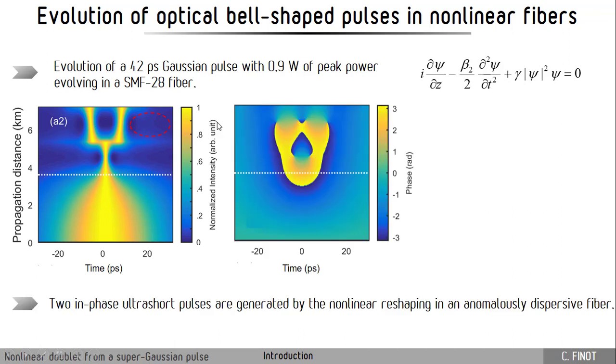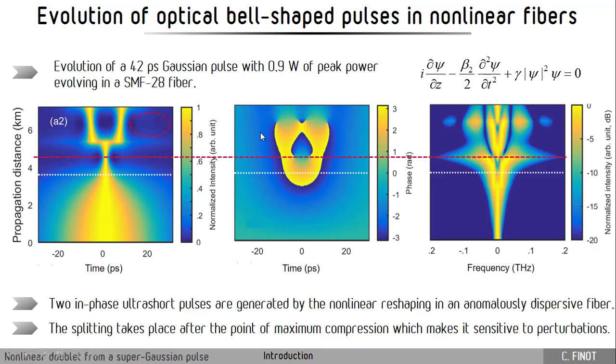The two pulses are in phase, but one of the drawbacks is that those two pulses are generated after the point of maximum compression, and it can be a real drawback because at this point of maximum compression, this is where your spectrum is the broadest and your pulse becomes very sensitive to a lot of perturbations such as third-order dispersion or higher-order nonlinear perturbations such as Raman soliton self-frequency shift. So in practice, it is quite difficult to generate a clean pair of identical pulses.